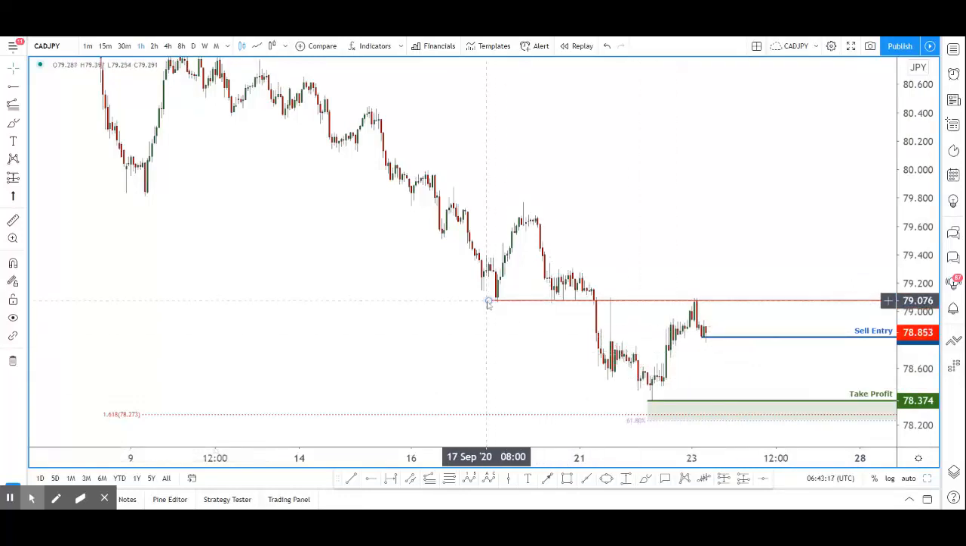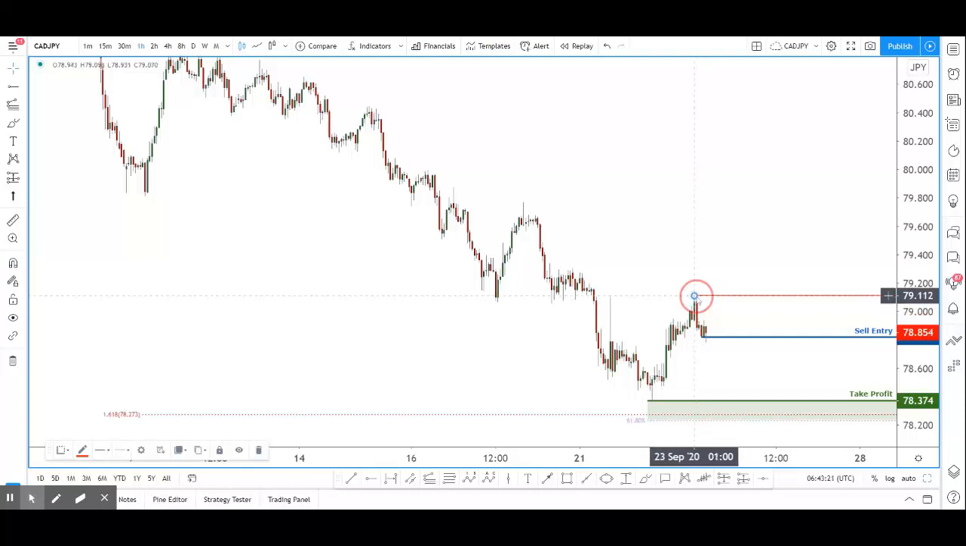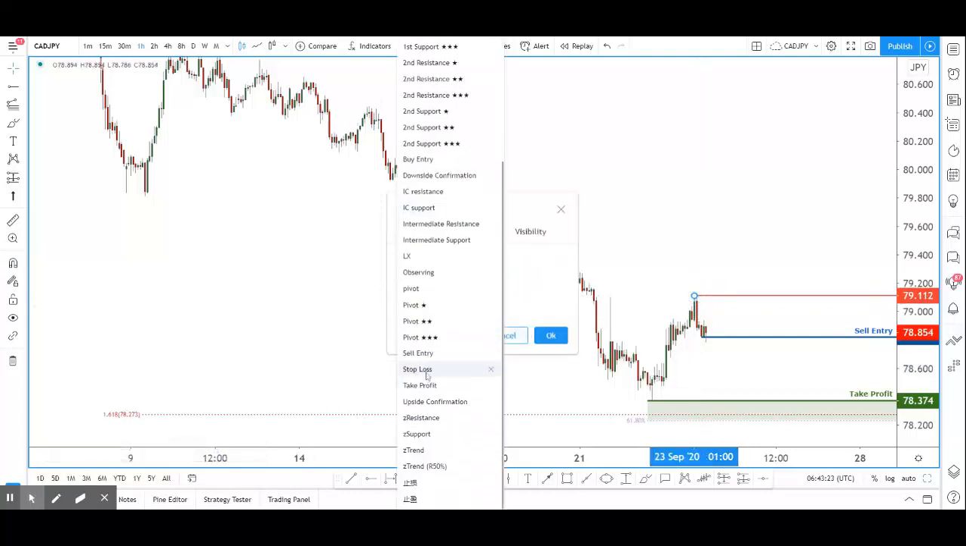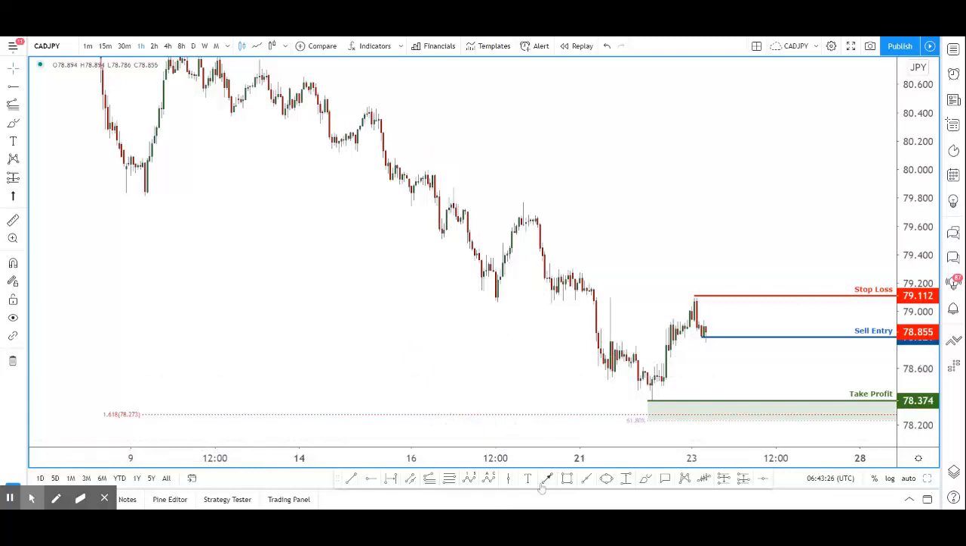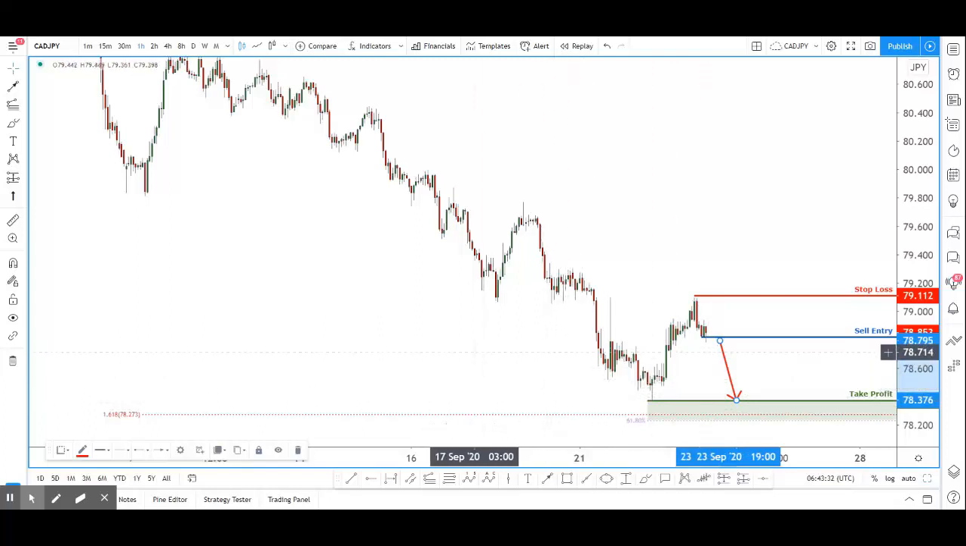Right, and of course, should price break above this level, okay, let's back it up a bit. Price break above this level, right, we can use this as a stop loss. So there you have it. All we're doing is waiting for a break and a close of this sell entry level at 78.795.